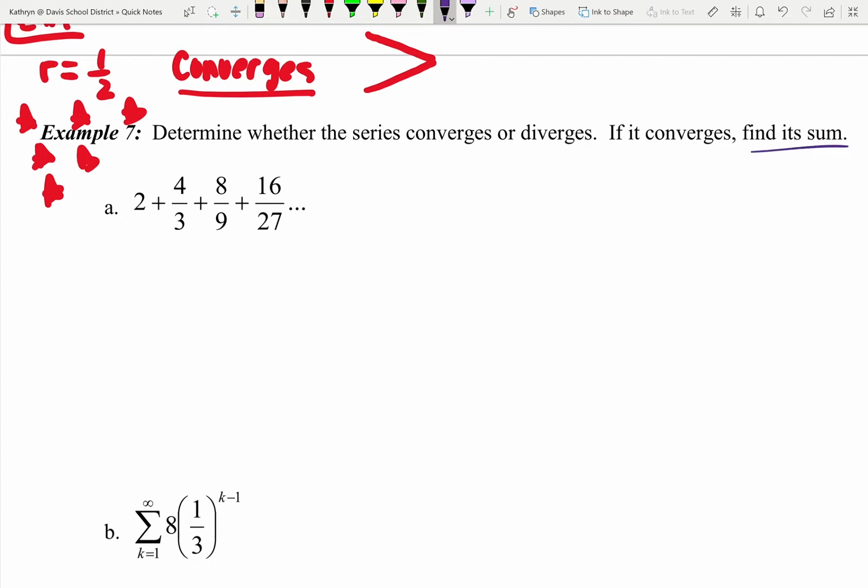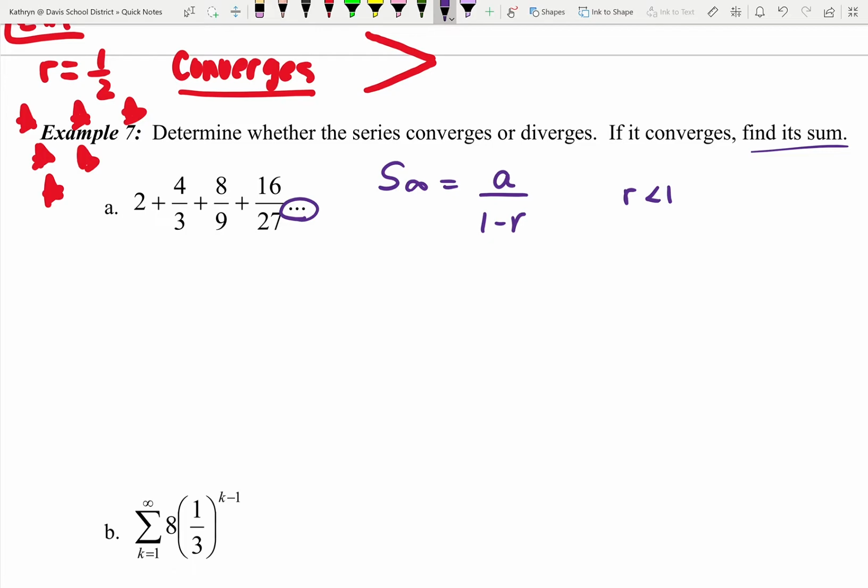It's just going to say find the sum. Well, look what you have to do. You have to notice that it's an infinite series. As soon as you notice it's an infinite series, then you say the sum of an infinite series is a over 1 minus r. But I know I can only find it if my r is less than 1.